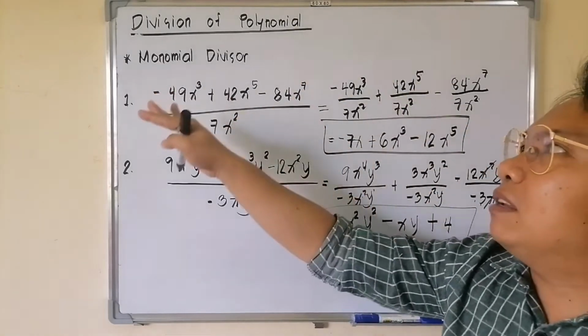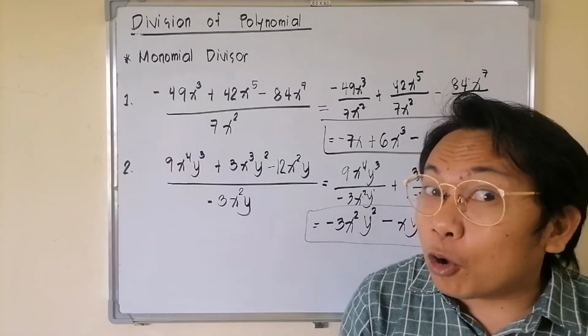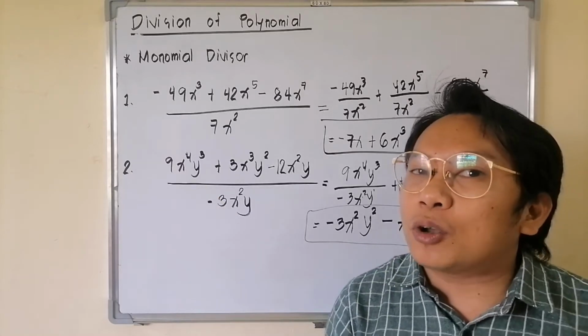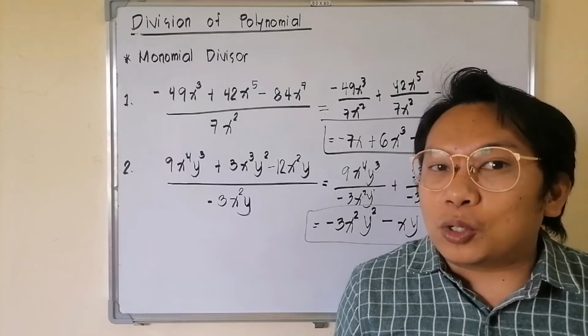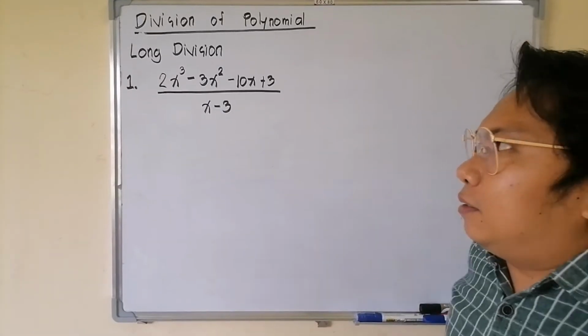That is if your given divisor is a monomial. How about if it's a binomial, a trinomial, and so on? So let's proceed now with the long division and the synthetic division. I'll discuss long division first. So first, the long division.